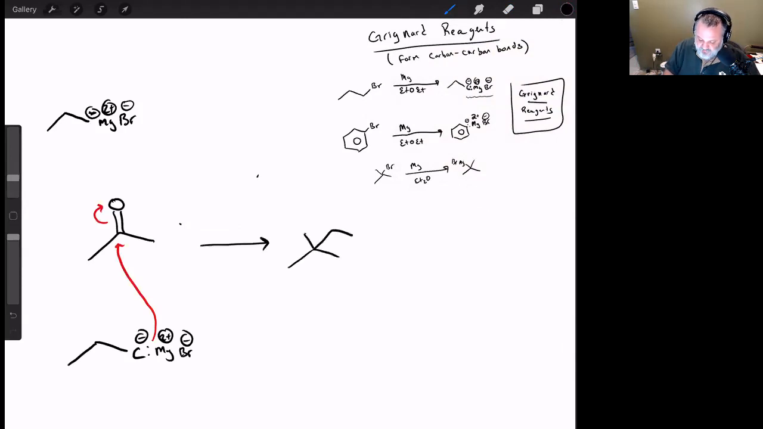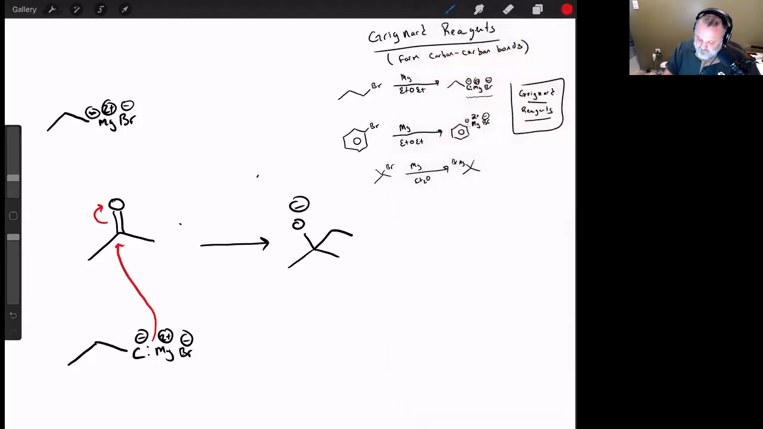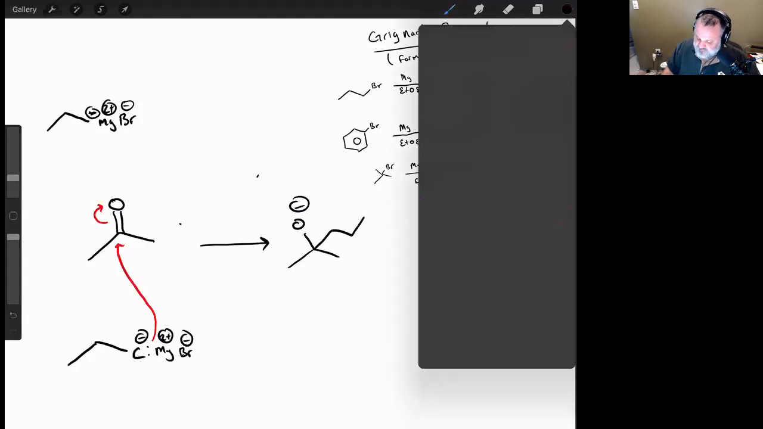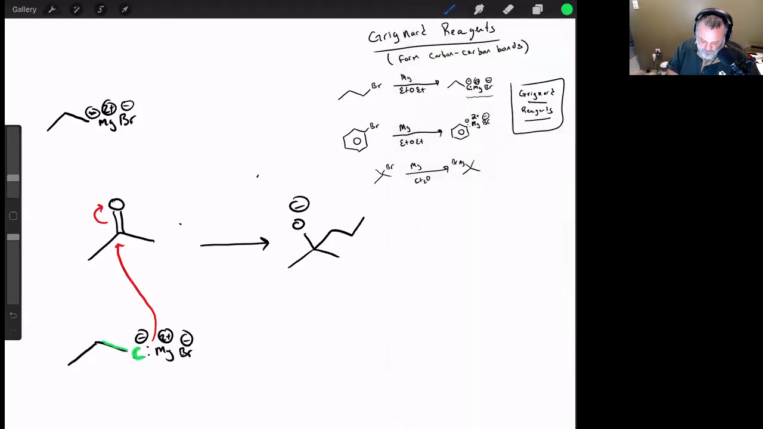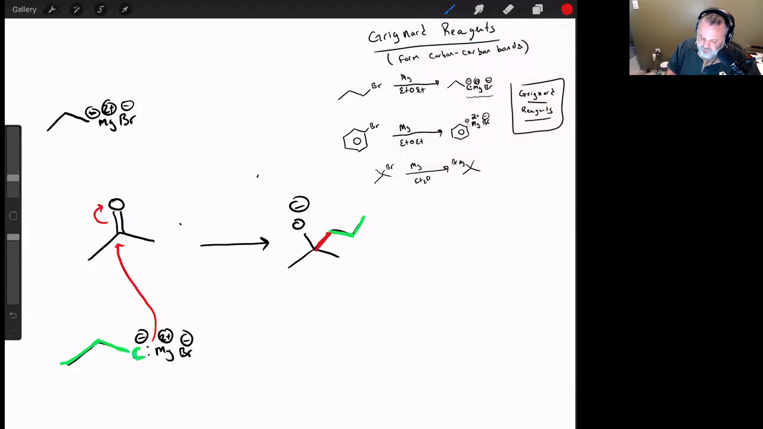In this case, it forms an alkoxide ion, but now it has an additional carbon-carbon bond. So that's 1, 2, 3 carbons. Here are the 1, 2, 3 carbons that got attached. And the new carbon-carbon bond is there.